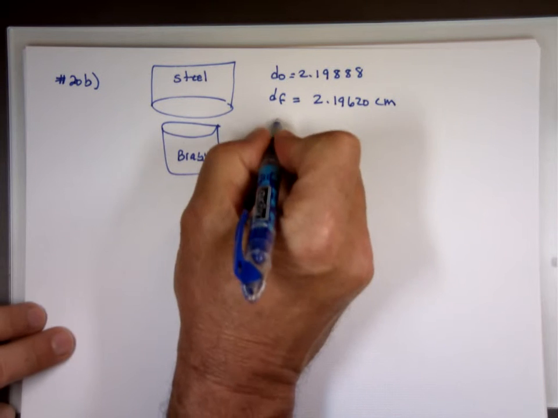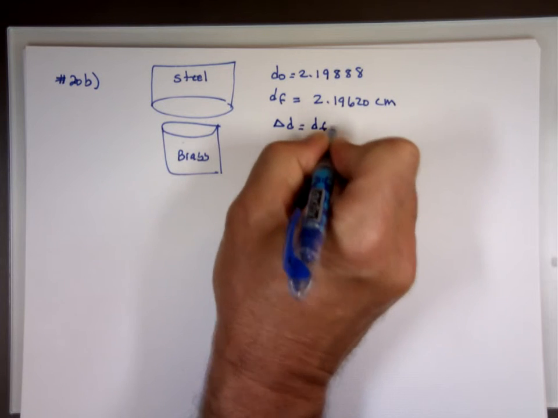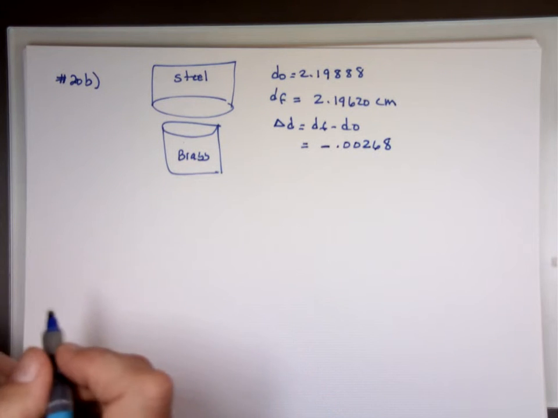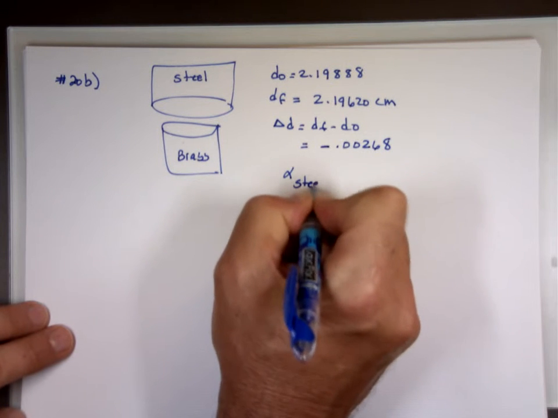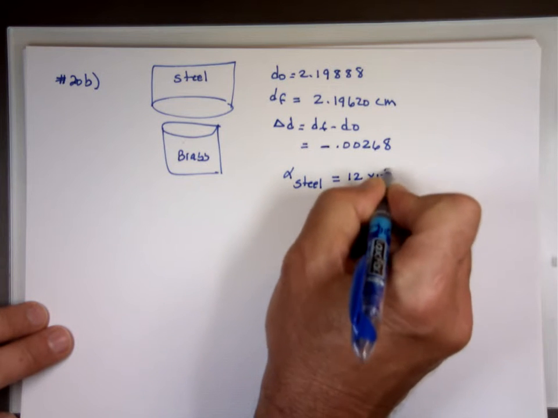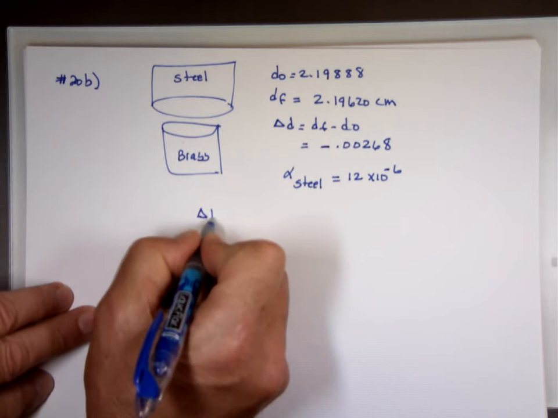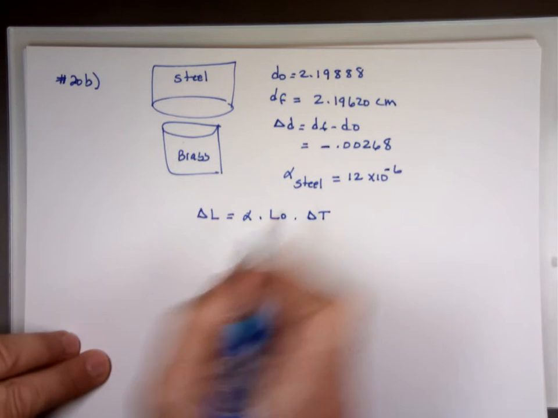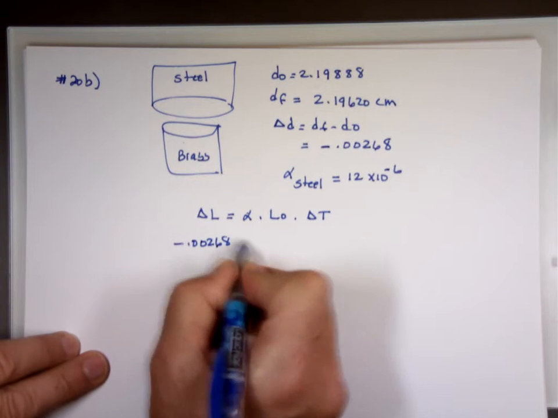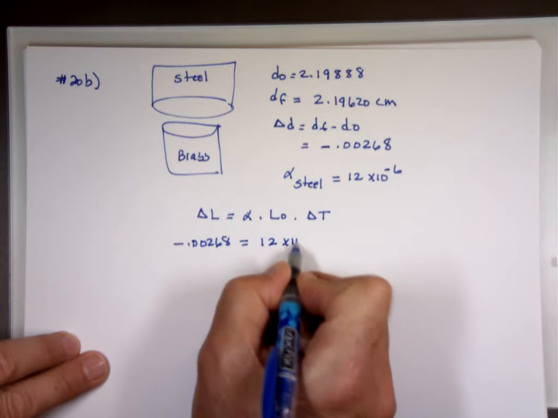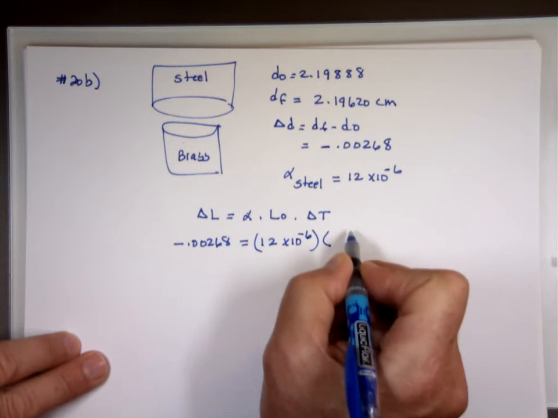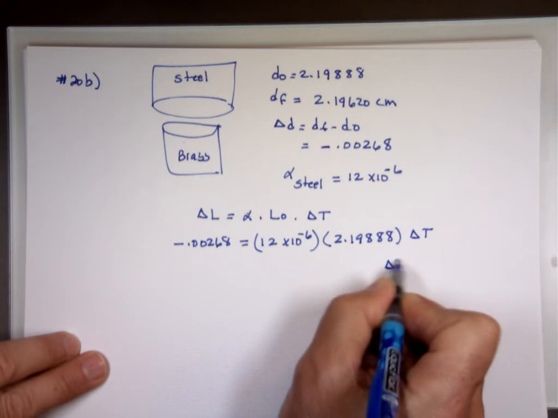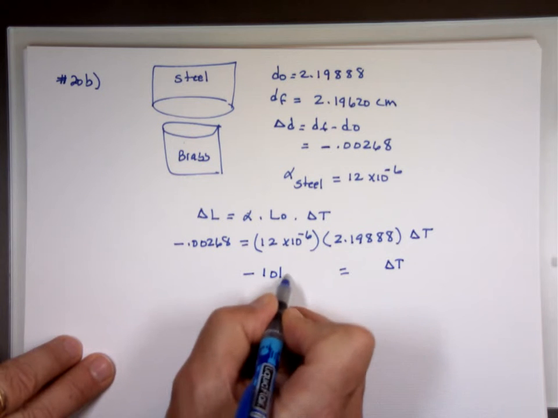So the change in the length, or the change in diameter, is going to be D final minus D initial, which will be a negative value. Alpha for steel is different than for brass, it is 12 times 10 to the negative 6 from the chart. The change in L equals alpha L0, change in temperature in Kelvin. Negative 0.00268 equals alpha, which is 12 times 10 to the negative 6, times L0, which is D0, and delta T, the change in temperature, is negative 101.57.